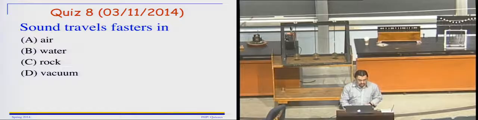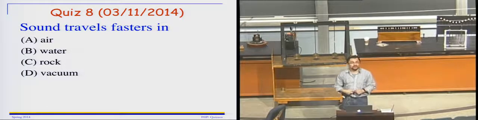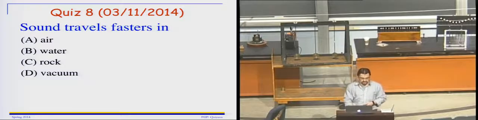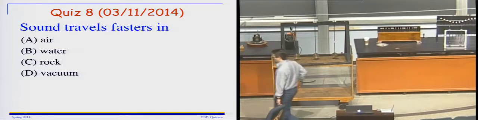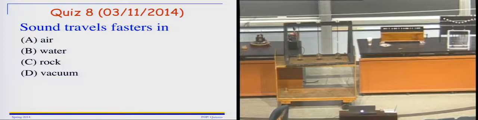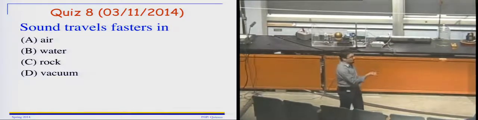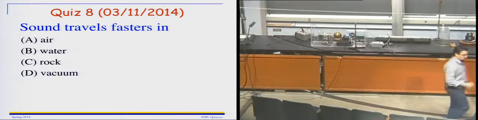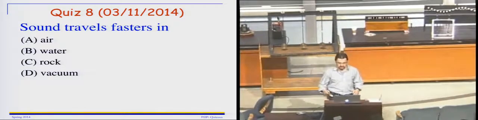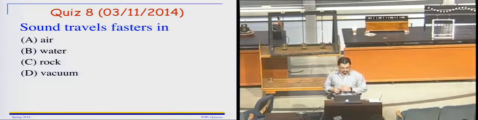I told you that the speed of sound is a characteristic of the medium in which it propagates. So let's see if you remember how fast sound propagates in various materials. I'll start the count, push the buttons A, B, or C, and then we'll discuss.